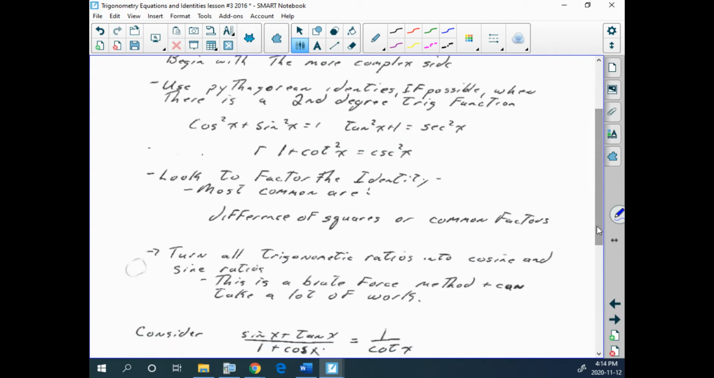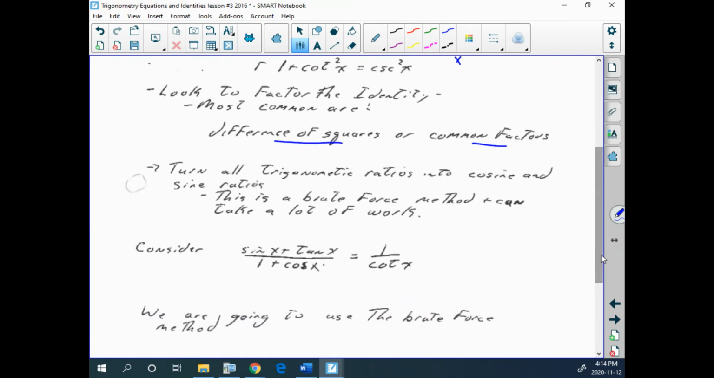Here are some hints. As I said, begin with the more complex side. Leave the least complex side alone. Look for your Pythagorean identities, these 3 identities and their modifications. Then look to factor. Most often we're either going to do a difference of squares factoring or a common factor. Not often are we going to ask you to do other factoring. If that doesn't work, go ahead and use what I call the brute force method: turn everything into sine and cosine and perform the algebra on it.